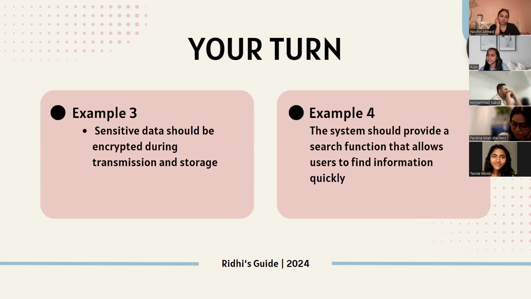Different set of examples. Sensitive data should be encrypted during transmission and storage. And the system should provide search functions that allow users to find information quickly. It's a bit harder. Is example 3 functional? Example 3 is non-functional. Why? So sensitive data, that is a security issue.